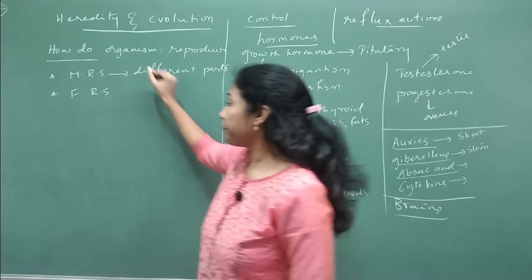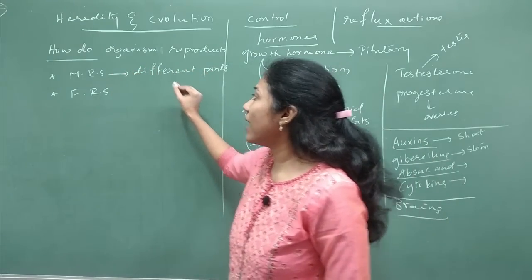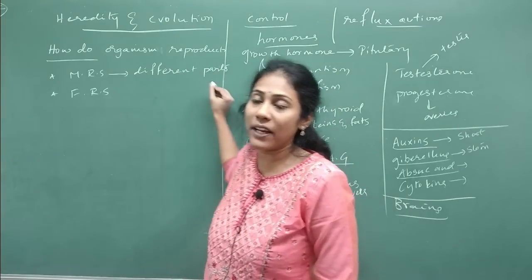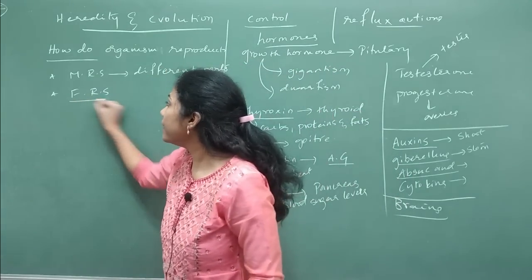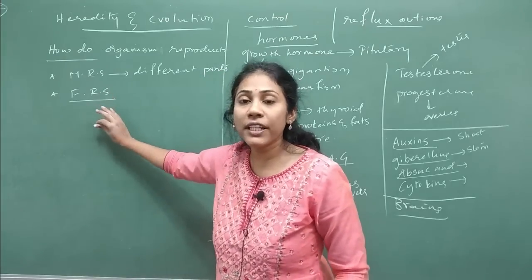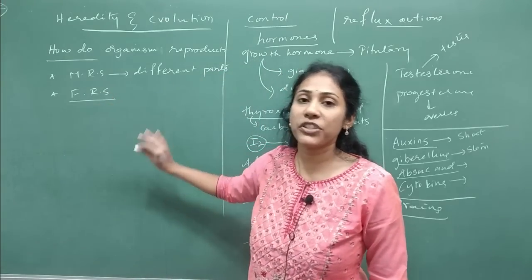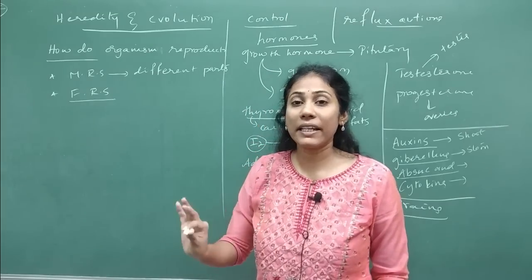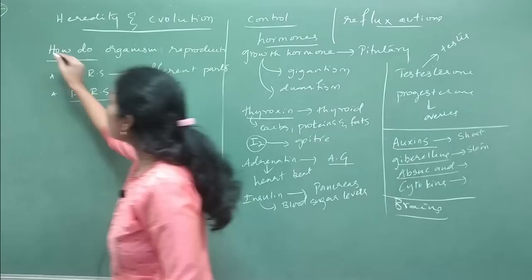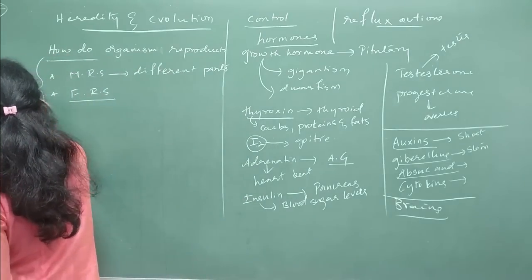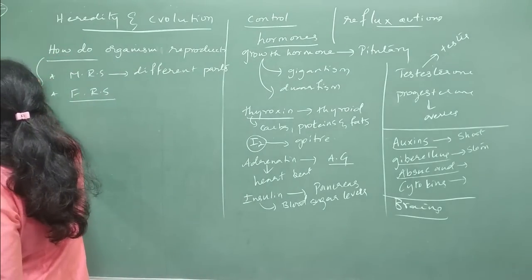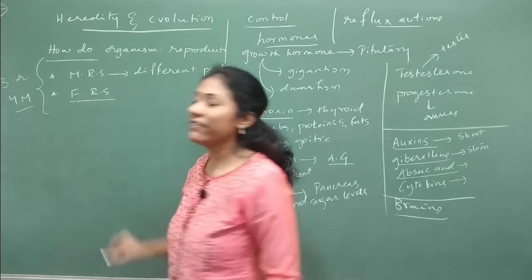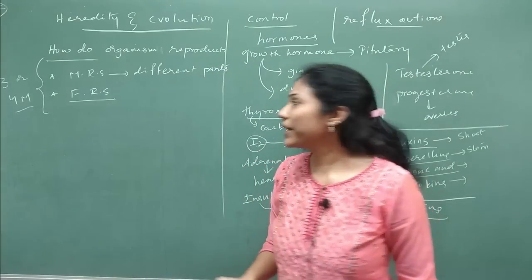So testis function they will ask you, accessory glands function you have to write, vas deferens function you have to write. And again in the female reproductive system: ovary, oviduct, uterus, vagina. Different parts and their functions, if you can write point-wise, it's enough. If they ask these questions, they can be asked for 3 or 4 marks. This is a very important concept. Okay, fine.